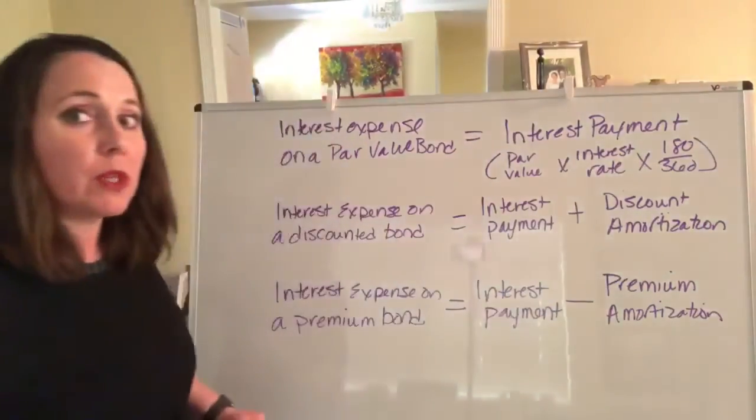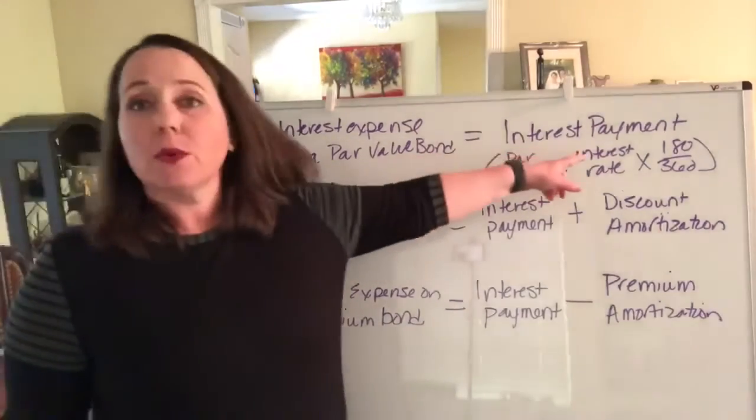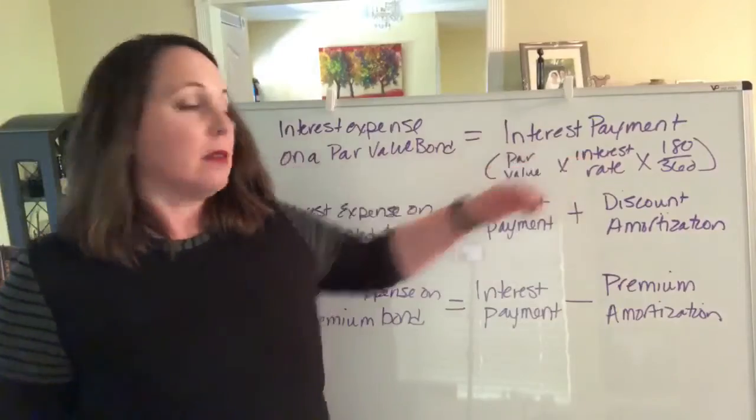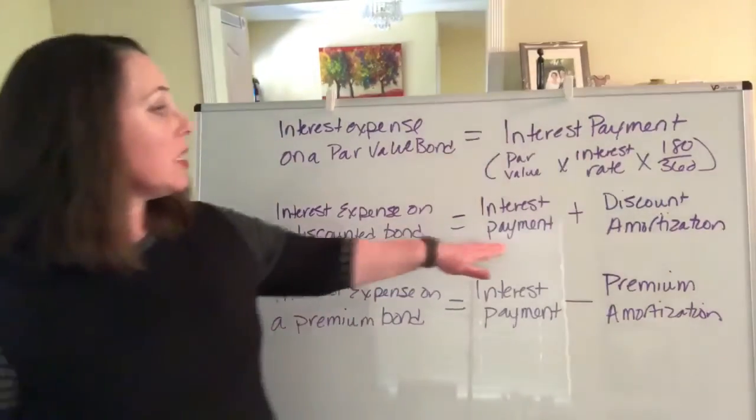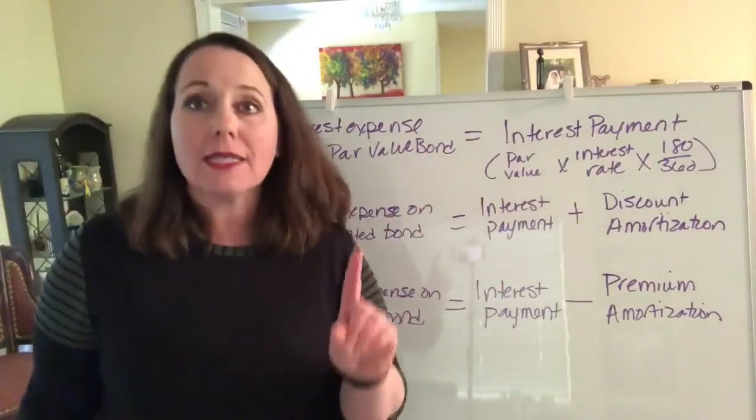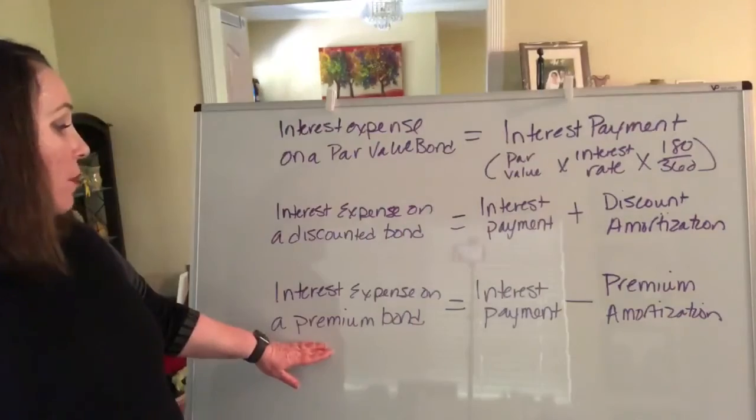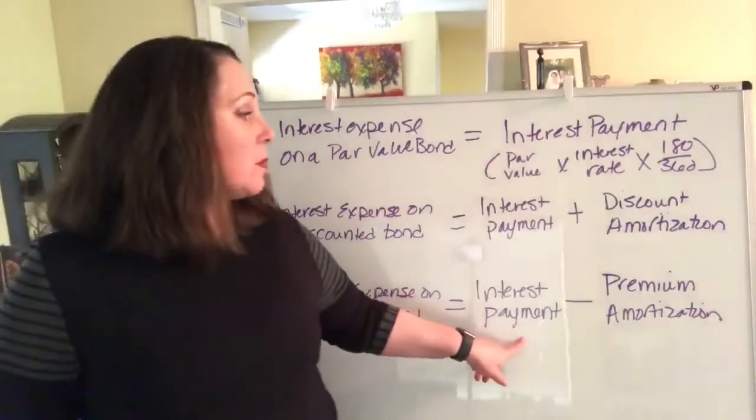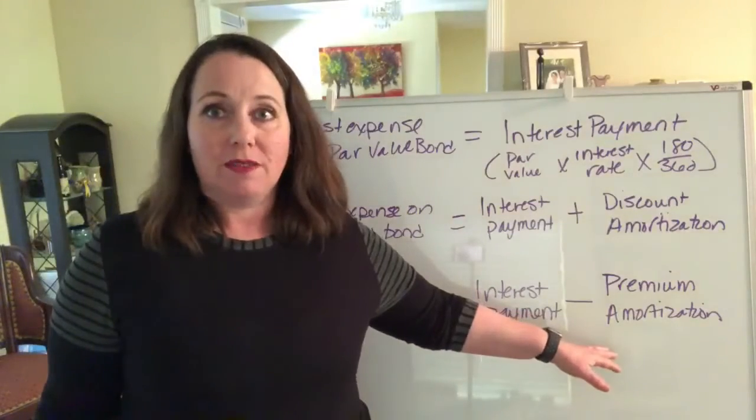Let's go through that one more time. Interest expense on a par value bond equals the interest payment. Interest expense on a discounted bond equals the interest payment plus the discount amortization. And interest expense on a premium bond equals the interest payment minus the premium amortization.